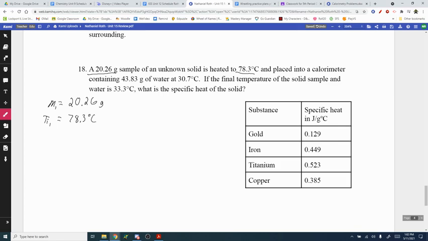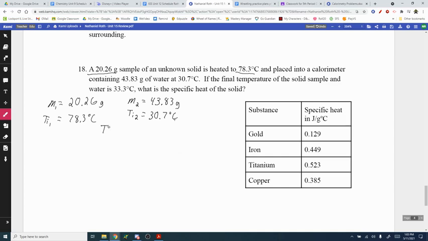So that's 78.3 degrees Celsius. Placed into a calorimeter containing 43.83 grams of water. So that's our M2. That equals 43.83 grams at 30.7 degrees Celsius. So that is our initial temperature of 2. So our final temperature is 33.3 degrees Celsius.